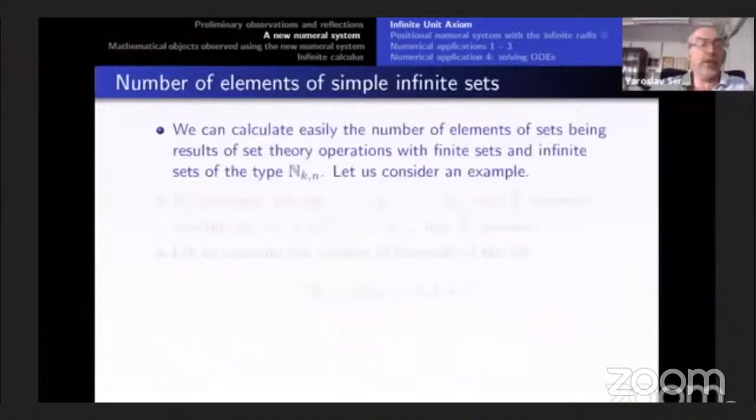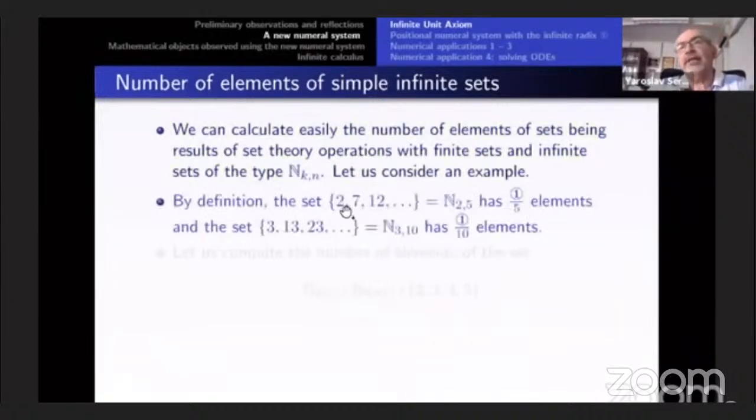Okay, now let us measure infinite sets. It becomes extremely easy. For example, how many elements are there in this set? It is easy to see that this is the 5th part of the set of natural numbers starting from 2. 2 plus 5, 7, 7 plus 5, 12, and so on. So it has this number of elements, gross 1 divided by 5. How many elements do we have in this set? Also easy. This is the 10th part of the set of natural numbers starting from 3. 3 plus 10, 13, 13 plus 10, 23. So it has this number of elements.